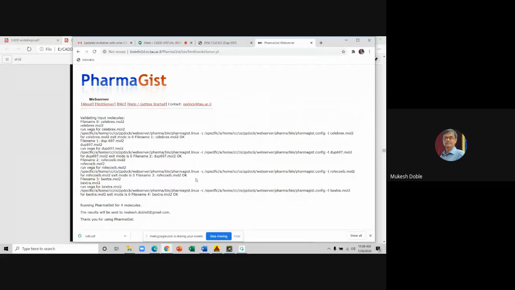It's called Pharmagist. So it's running, and the results will come in my email. The common structural features, or common pharmacophores, of these 4 COX-2 inhibitors will come in my email. So I have to go to my email.